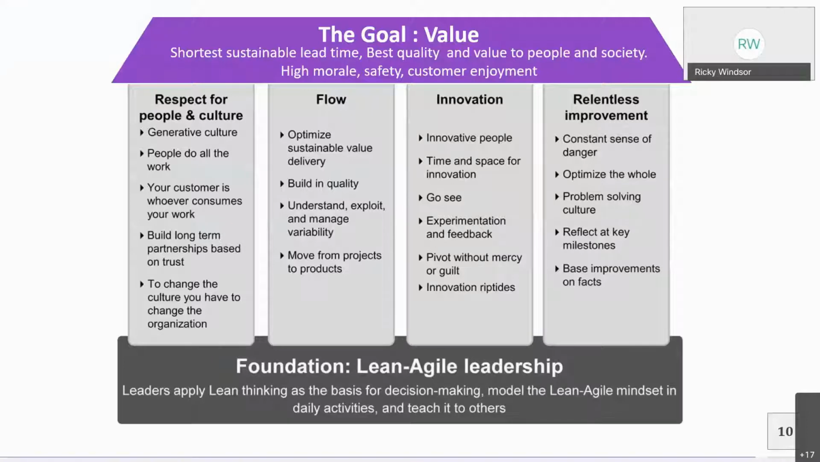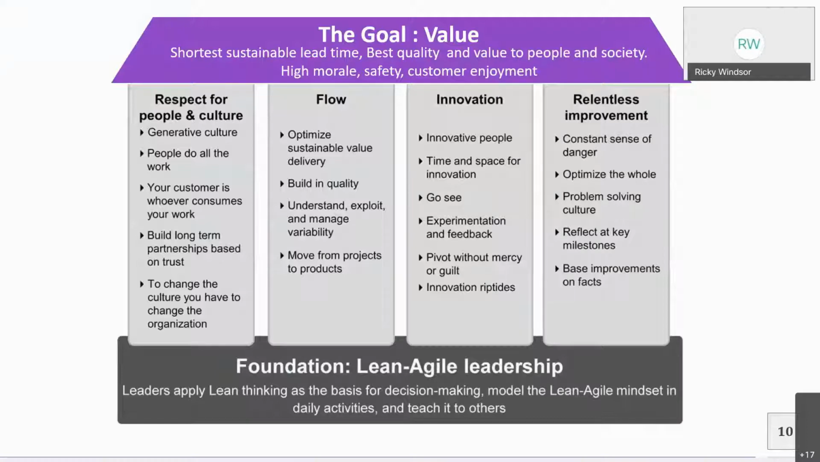So in the relentless improvement pillar is the constant sense of how do we do better, optimize the whole thing, effective problem solving, look at key milestones, and then base improvements on facts versus feelings. Right, that one's pretty simple.